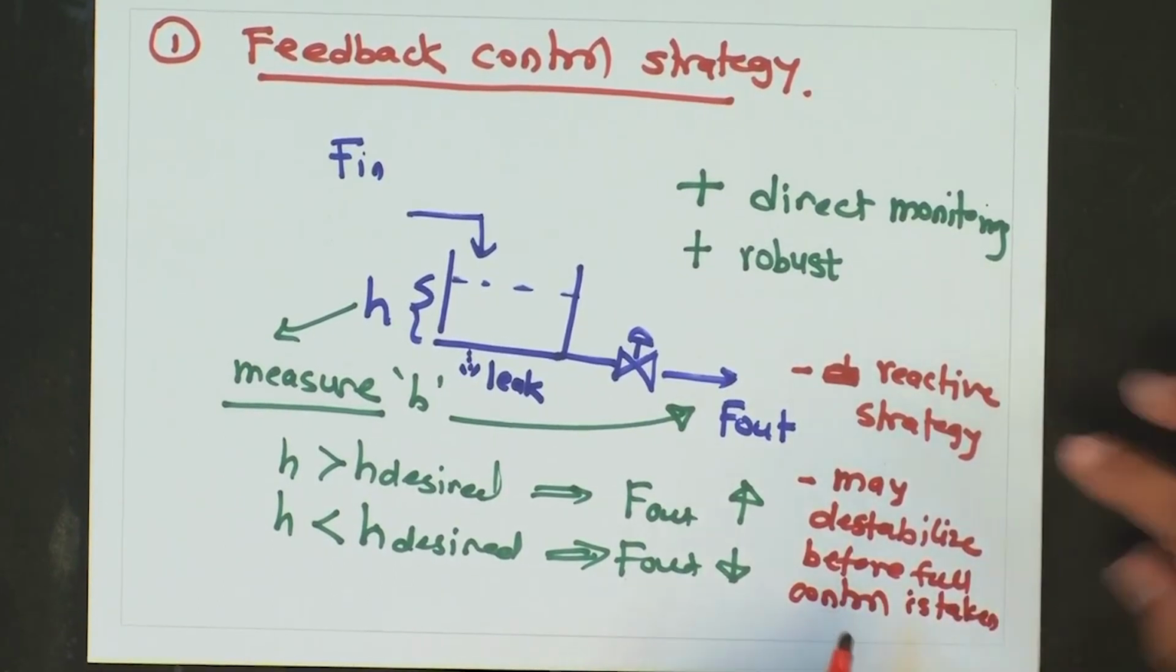That is, if the operating point is very close to the stability limit and the disturbance tends to move it towards the stability limit, for some amount of time it may destabilize the system, and depending on whether the system can return back or not, this may be detrimental. So, these are the advantages and disadvantages of the feedback control strategy.